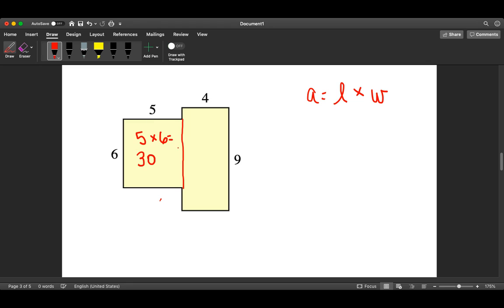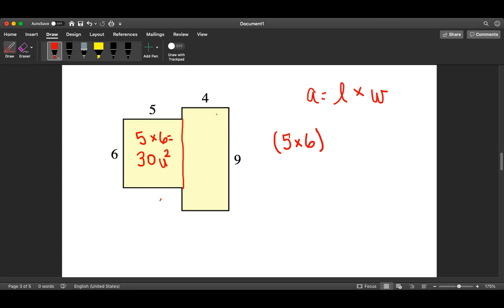And on this particular problem, we don't know the units. We're not told if it's inches or feet or even miles. So I'm just going to put a U for units. And because it is area, it is square units. So my first problem was 5 times 6, and I'm going to put parentheses around it. That's my first problem that I'm solving.